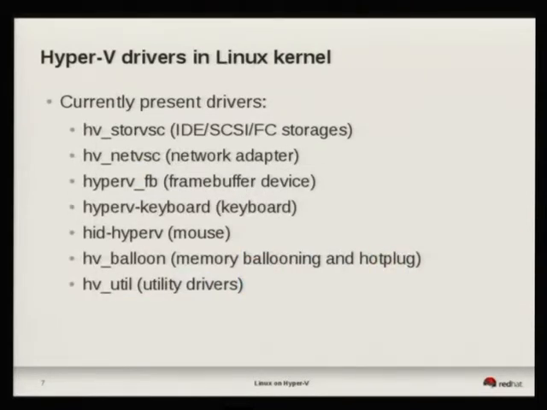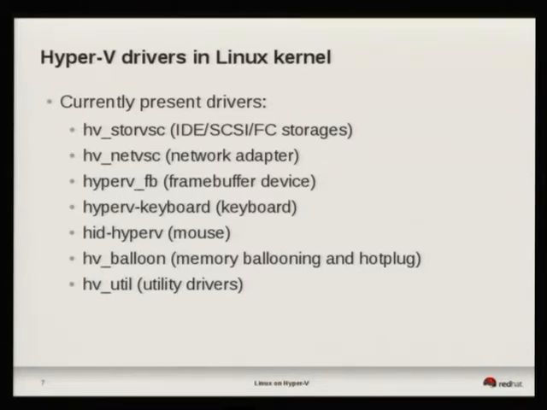So which drivers do we have in the kernel? The first two are the storage driver and the network driver. And these two are crucially important for performance. They're performance critical paths, because that's actually what you do with your VMs. You use some storage and you use some networking, and you want it to be fast. Other drivers are not that performance critical, but they also exist.